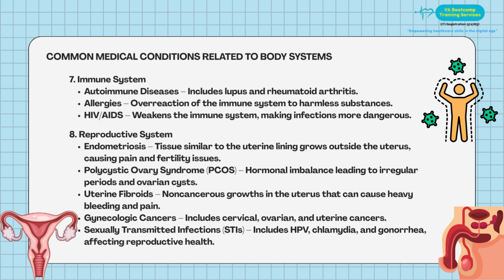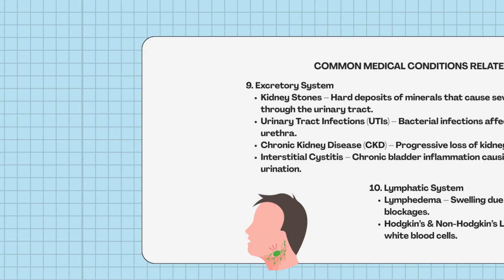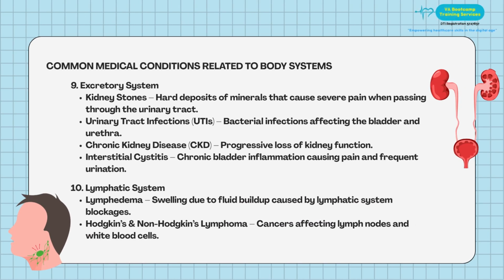8. Reproductive system. Endometriosis, tissue similar to the uterine lining grows outside the uterus, causing pain and fertility issues. Polycystic ovary syndrome, PCOS, hormonal imbalance leading to irregular periods. 9. Excretory system. Kidney stones, hard deposits of minerals that cause severe pain when passing through the urinary tract. Urinary tract infections, UTIs, bacterial infections affecting the bladder and urethra. Chronic kidney disease, CKD, progressive loss of kidney function.